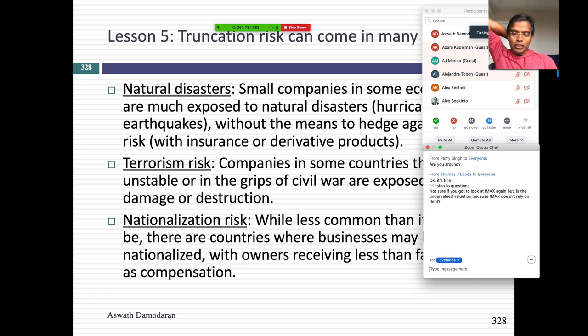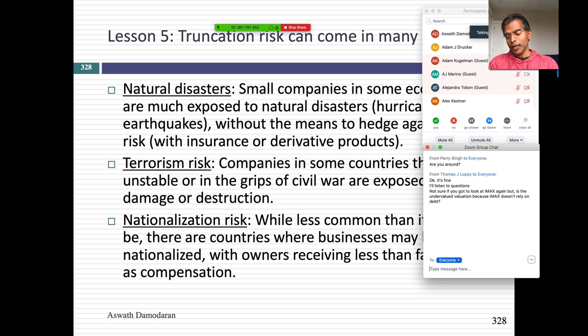If you remember the last session, we were talking about emerging market company valuations. And one of the issues we talked about was that with emerging market companies, you have the potential at least for more catastrophic risk. What is it? Truncation risk. Let me explain what I mean by truncation risk.